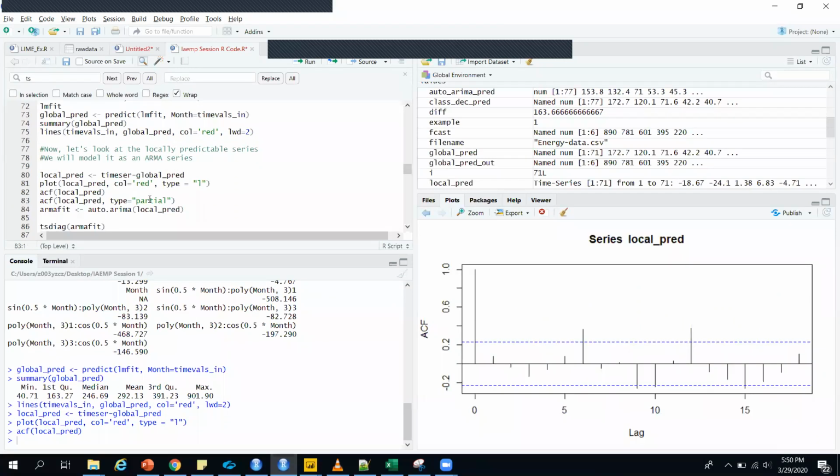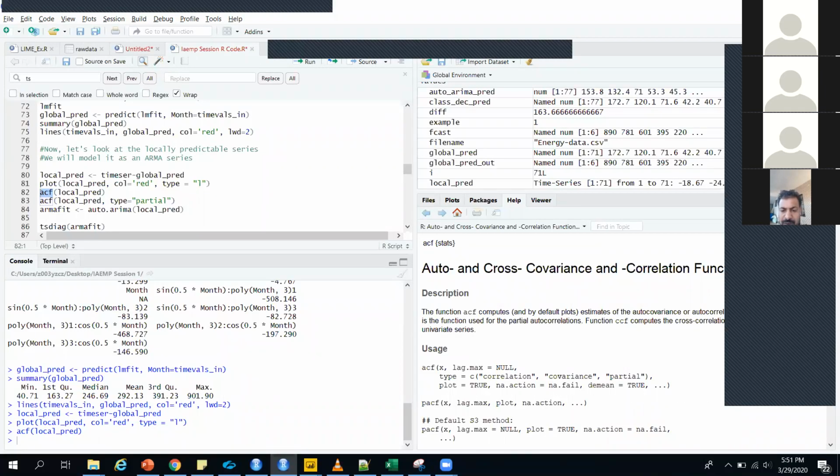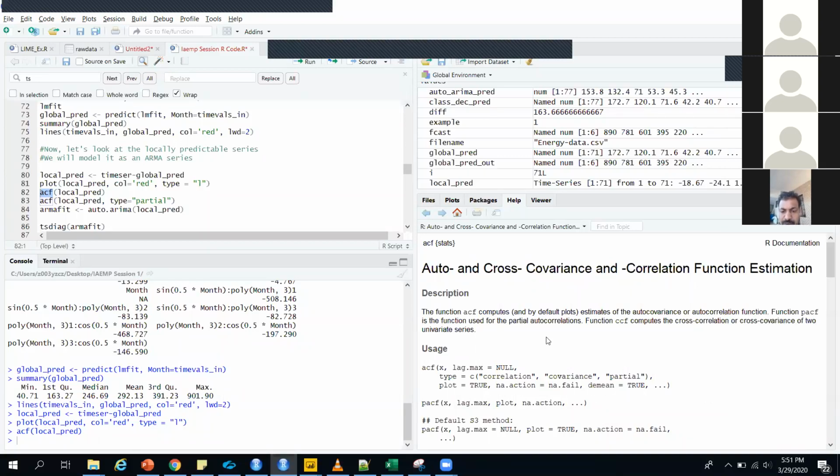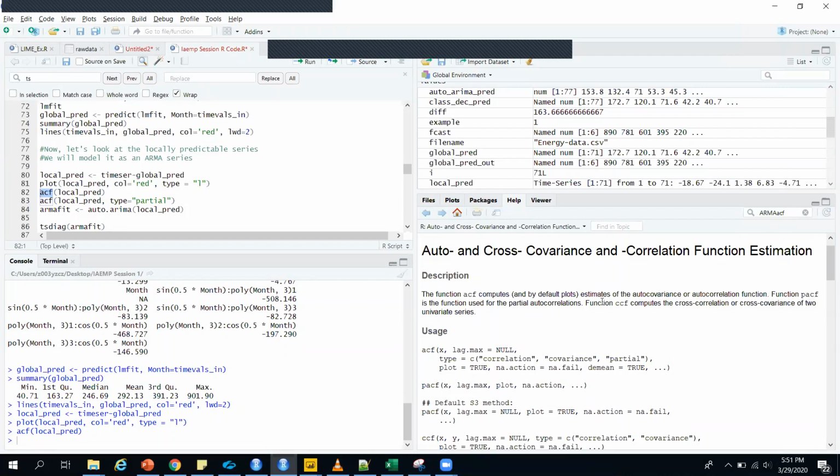For predicting that, I have to see my ACF values, the autocorrelation values. This is one of the functions we use to plot it. It gives the covariance, the value which varies because of the value just before, its own set of values. That is the autocorrelation. The function ACF estimates the autocovariance or autocorrelation function. You have the function PACF, which is the partial autocorrelation function, and there is one more called CCF, which computes the cross correlation or cross covariance of two univariate series.